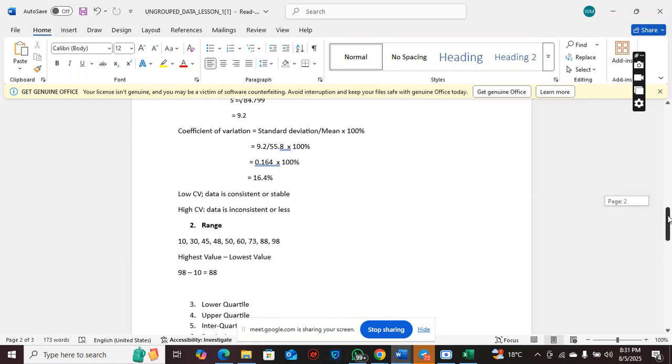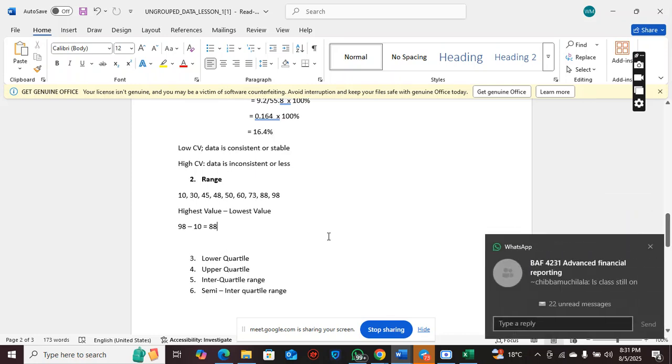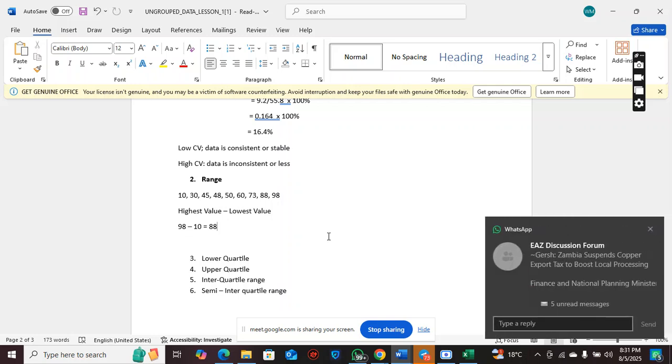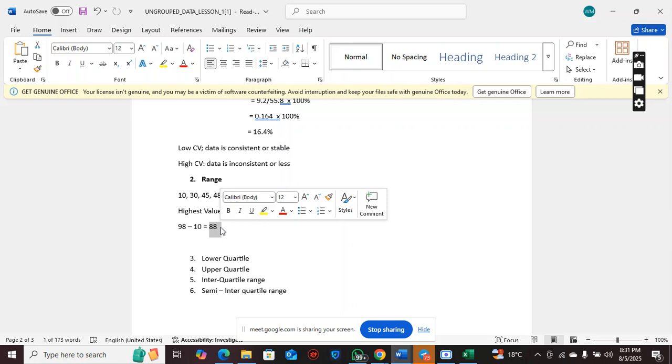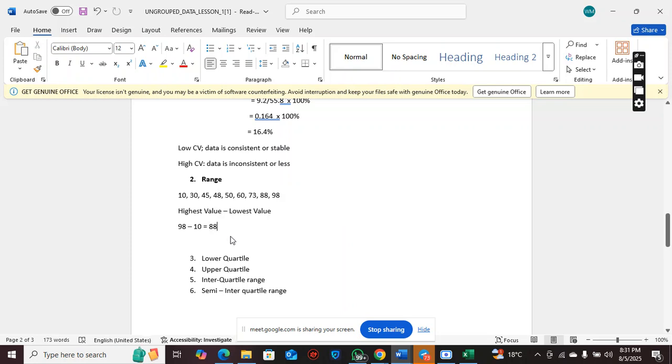Any questions before we go to the range and the quartiles? Okay, so now let's get our range. The range is just your highest value minus the lowest value. So if we come to our data set here, the highest value is 98, the lowest value is 10. So our range is 88. So we have a wide range here from the lowest to the highest value. Any questions on the range?